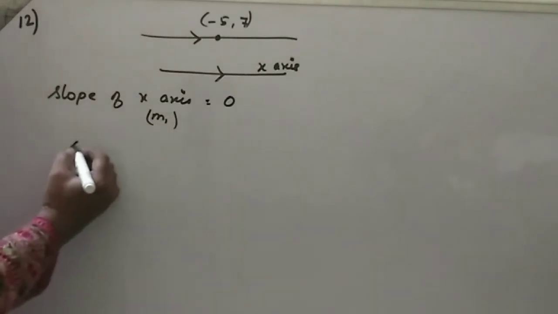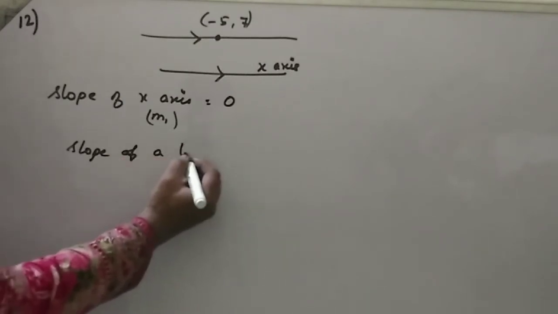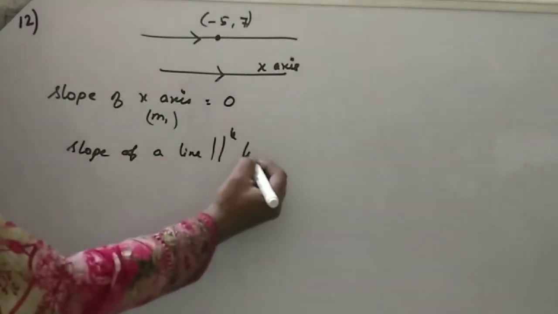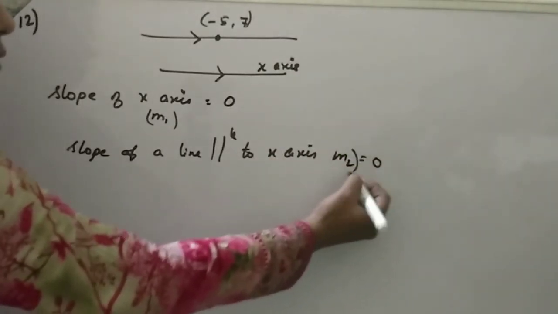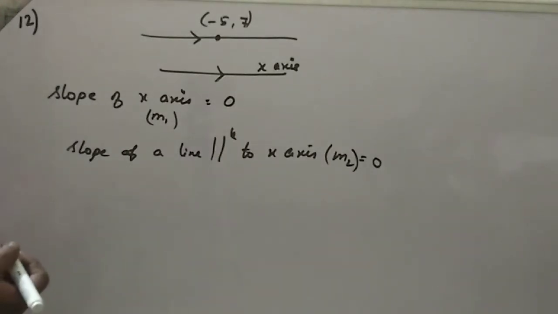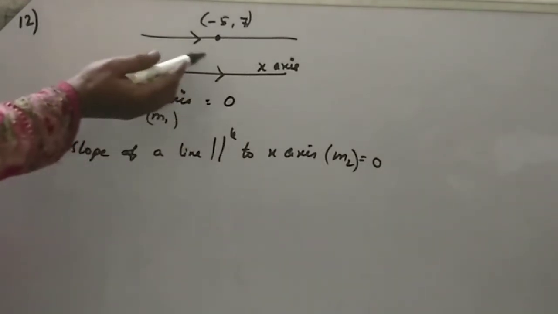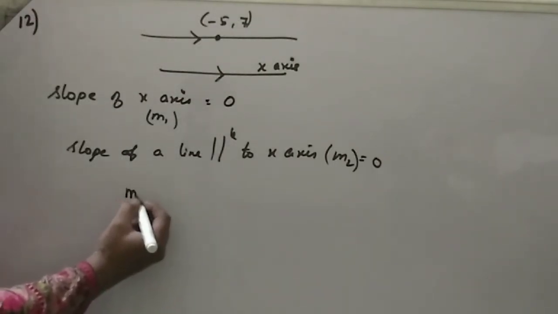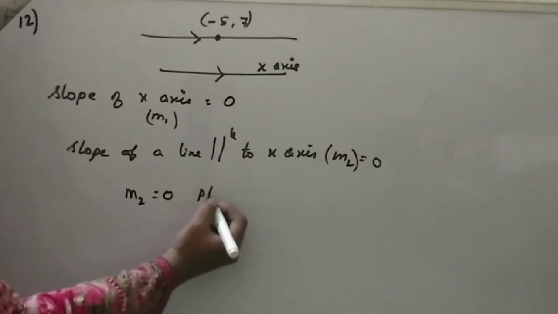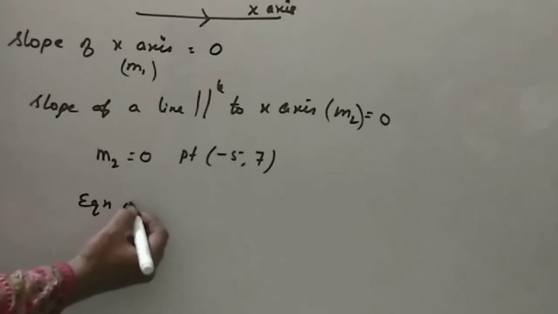Then the slope of a line parallel to the x-axis, that is m2, is also 0. Lines are parallel, so the slopes remain the same. Now we have to find the equation of a line passing through the point (-5, 7). You know slope m2 is equal to 0 and the point (-5, 7). Can you get the equation?